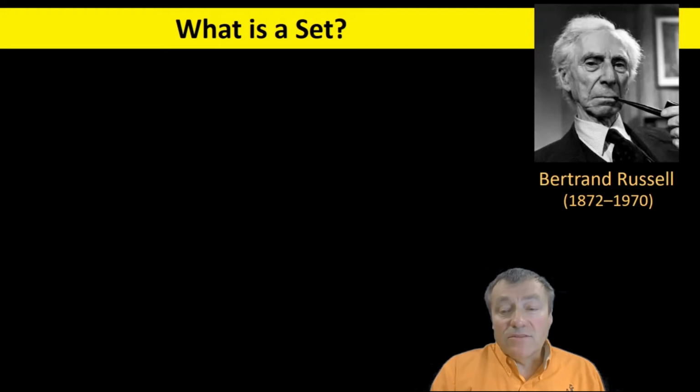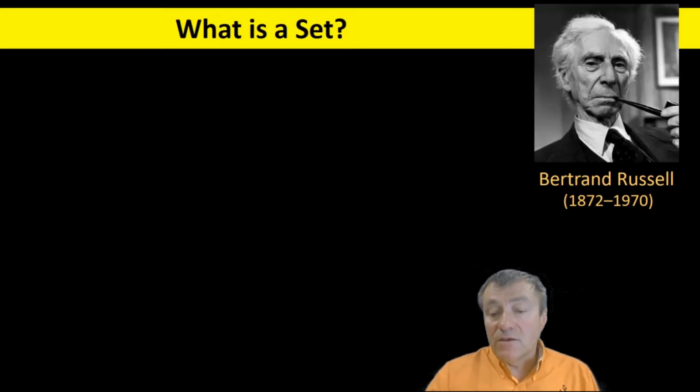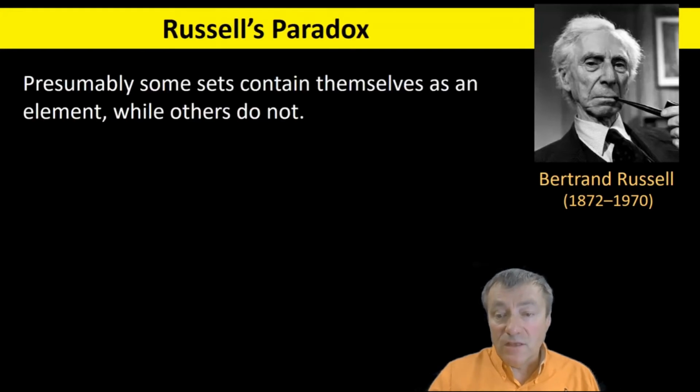Bertrand Russell pointed out that this flimsy definition, as natural as it is, leads to problems that are at the very foundations of not just set theory, but all of mathematics, ultimately all of logical thinking. So what's the problem here, and why is it so pervasive? Well, Russell said, if a set is just any old collection, then you can have sets of sets, and then, presumably, some sets would contain themselves, while others do not.